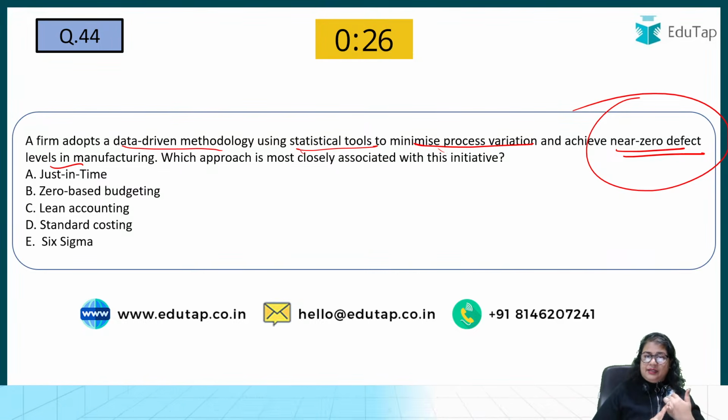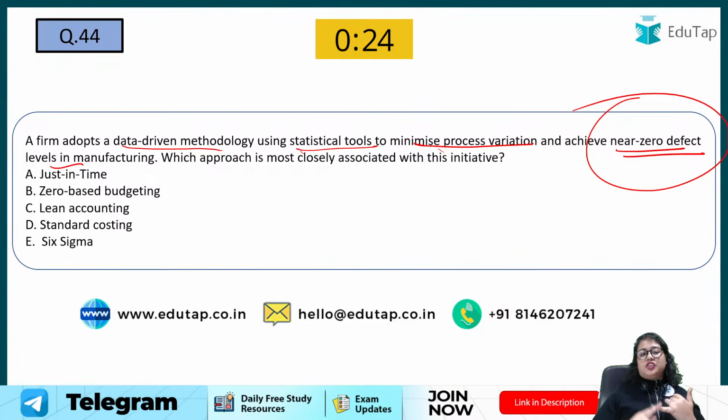Is it just in time? Just in time is you have to purchase as and when you have the demand. So here we are not talking about that. Then zero based budgeting, we are not talking about any budget here. See, है ना, तो budgeting की हम बात ही नहीं कर रहे हैं. But yes, what is zero based budgeting?